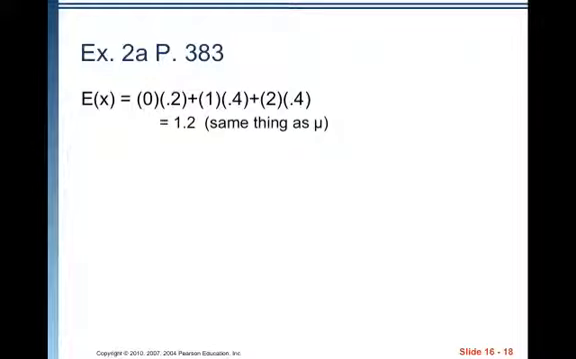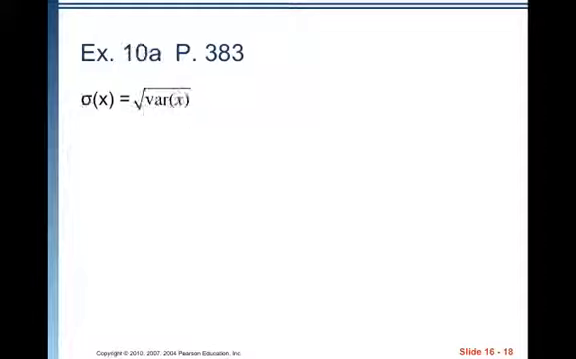So we're just going to find the expected value of a random variable where x can equal 0, 1, and 2, and the probability that x equals each one of those is 0.2, 0.4, and 0.4. So we take each of the x values and multiply it by the probability of it occurring, and then we add all those together and we get 1.2, and that gives us our expected value of x, which is the same thing as mu. So if you're asked for the mean, or asked for the expected value, do the same thing.